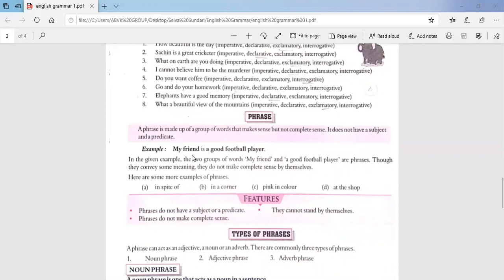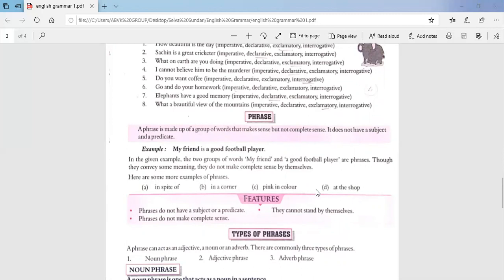Here, example, my friend is a good football player. Here, if you take only my friend, or a good football player, what is it? It is also a group of words, but does not give a complete sense. In the given example, the two groups of words, my friend and a good football player, are phrases. Though they convey some meaning, they do not make a complete sense by themselves. In spite of, in a corner, these are all examples of phrases. Pink in color, at the shop. Then this is also incomplete.